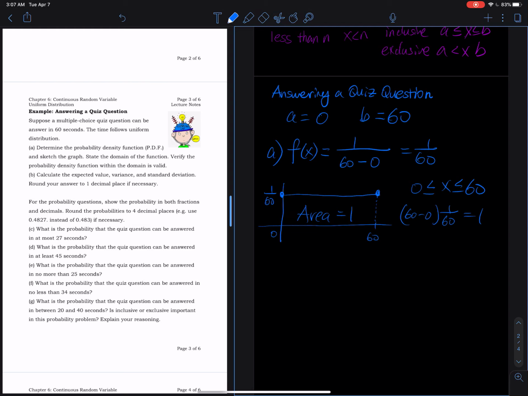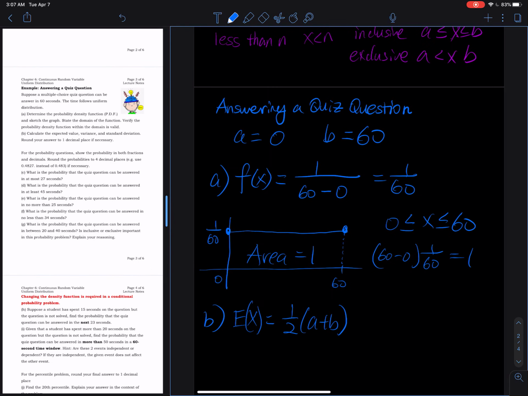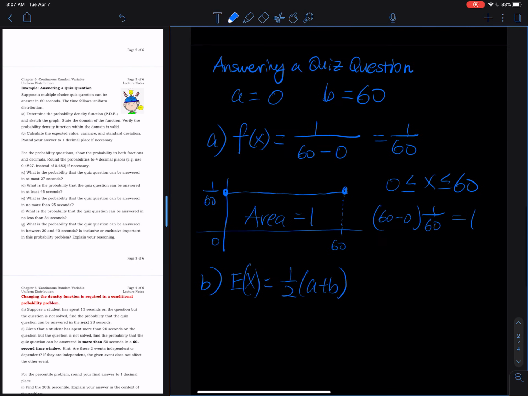Okay, let's move on to part B. In part B, we have expected value. So we write the formula 1/2 times A plus B. Let me make the screen smaller so I can have more space to write. So that is 1/2 times 0 plus 60, which is equal to 30 minutes.